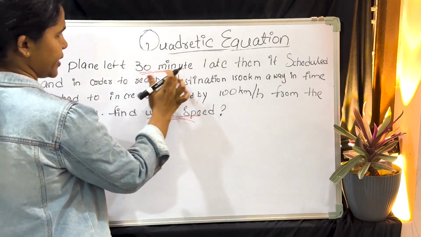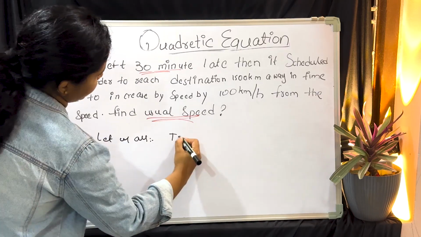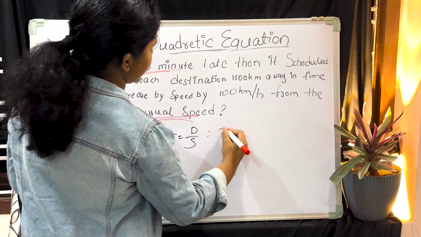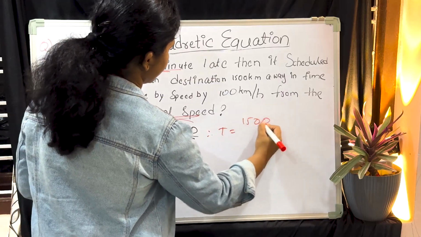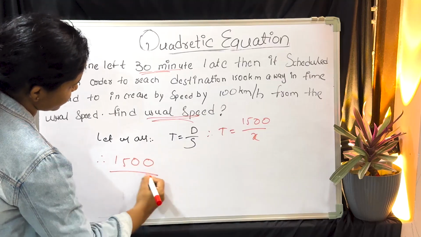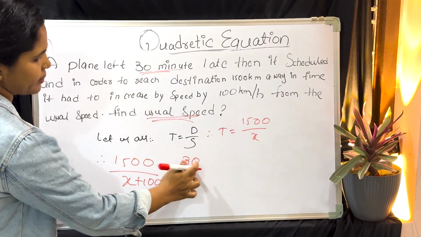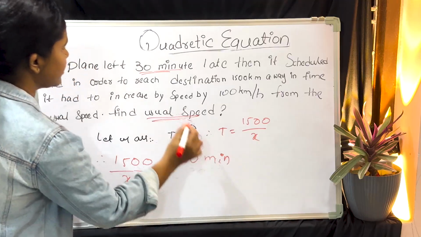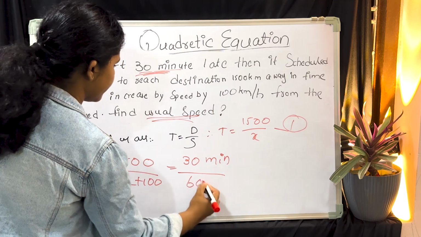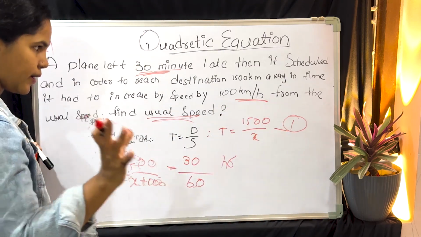A plane left 30 minutes later than its schedule. I explained already. Okay, let us assume time is equal to distance by speed, as I said already. Therefore time we don't know. Distance is 1500. Speed is x. Now it has to increase speed by 100, which offsets the delay of 30 minutes. Actually, it is given as 30 minutes. Okay, 30 means 30 by 60. Per hour we have to calculate because it is given per hour.